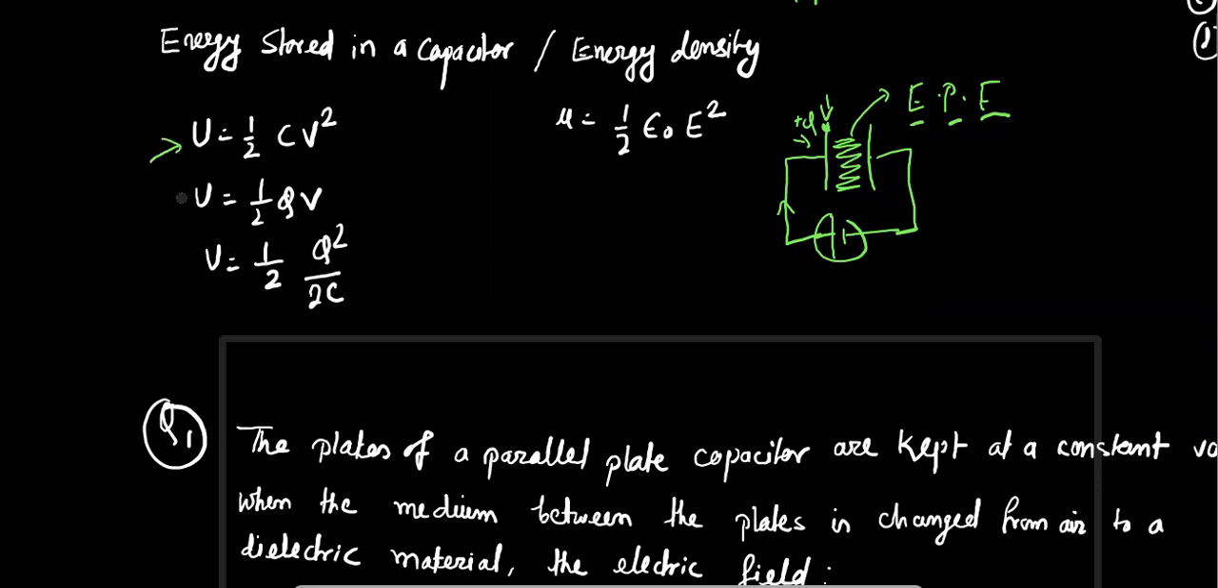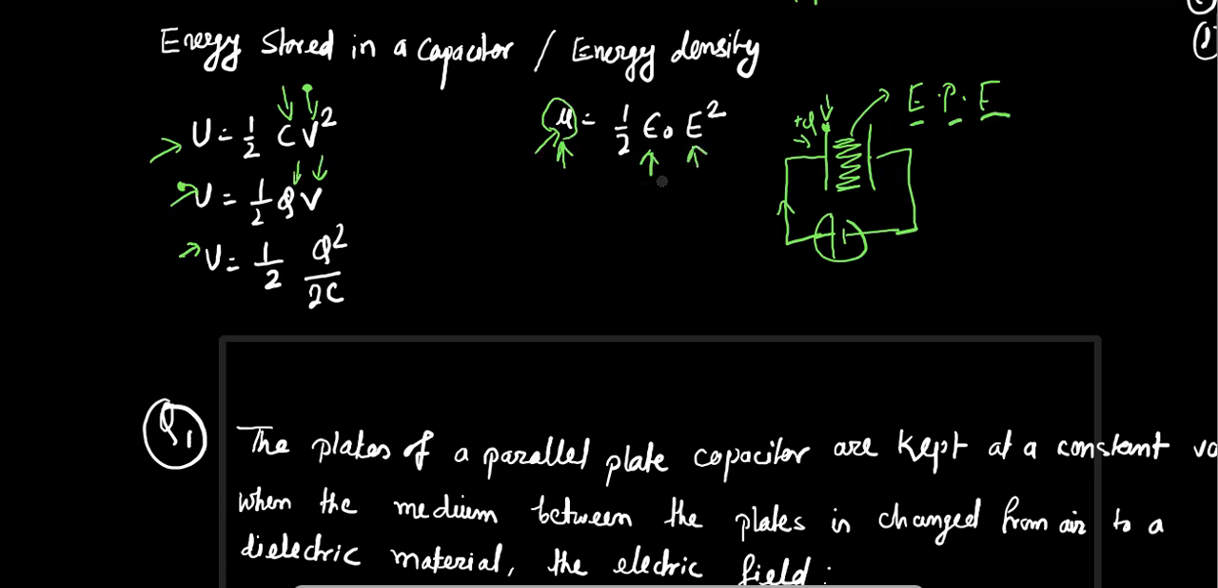And there are three types of expression for electric potential energy. One is half CV square, which is in terms of capacitance and potential difference. Another is half QV, sorry, not V square, QV, and another is Q square by 2C. Okay, so this is the expression for energy stored in a capacitor, and this is energy density. This is the expression for energy density. It is represented by small u. Okay, so small u equals half epsilon naught E square, which means that energy density also depends upon two parameters.